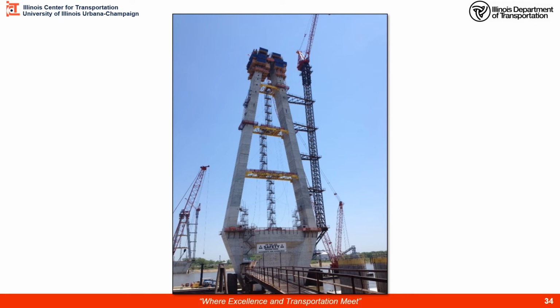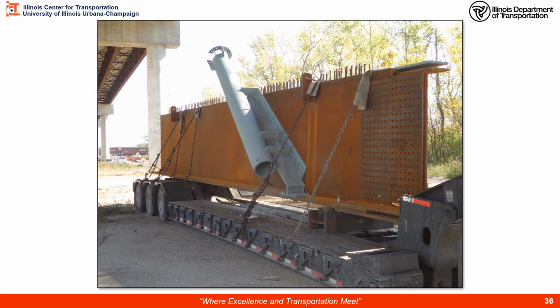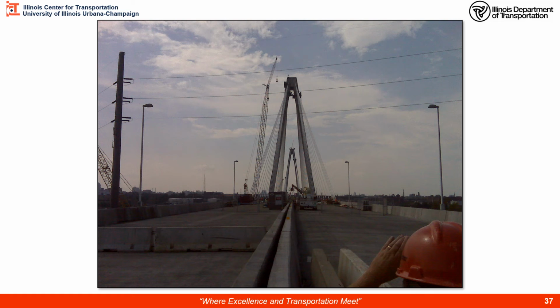Just another example of the forms and bracing required to cast the pier on up. And finally, we're installing the cable stays and the deck elements. Here's an example of one of the edge beams where the cable will be threaded through and anchored for support. And here's the bridge in the near completion phase, with the deck in place, the cables in place, and the final touches being put on before opening.